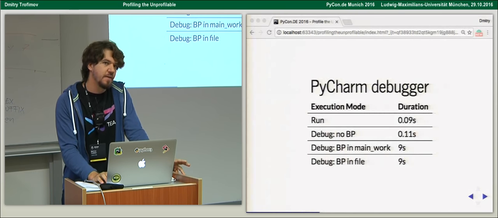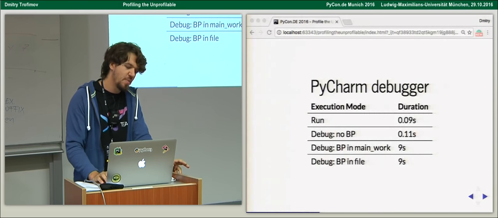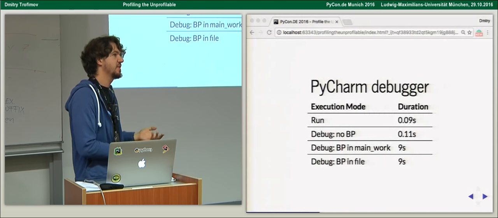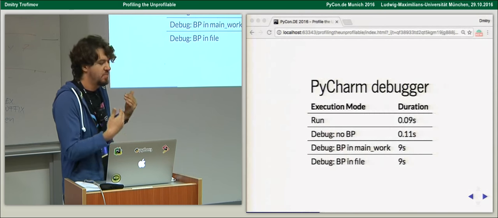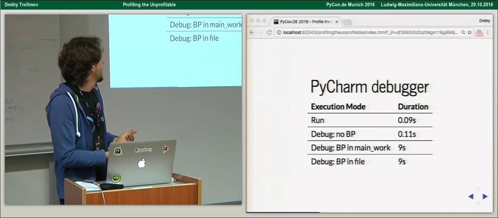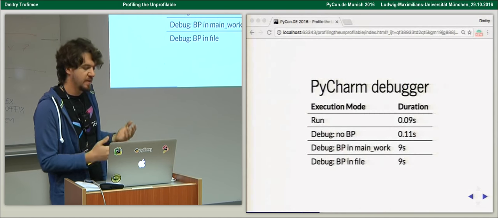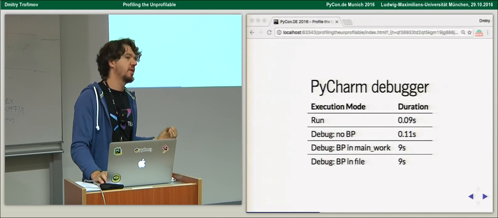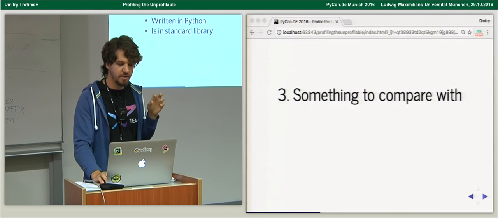But the question that arises is whether it's really slow. Maybe it's not a problem of the debugger. Maybe it's just some strange case. Maybe it's not possible to do any better. How do we know that we even can optimize that? To know that, we need to compare our application with something, and that's called benchmarking.